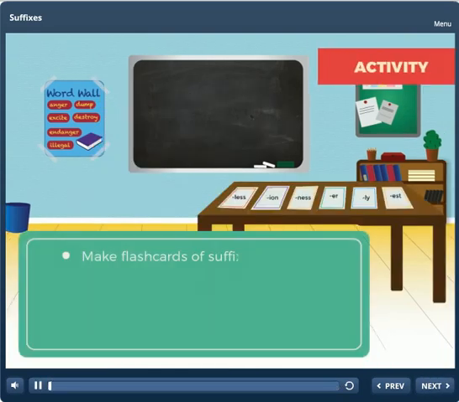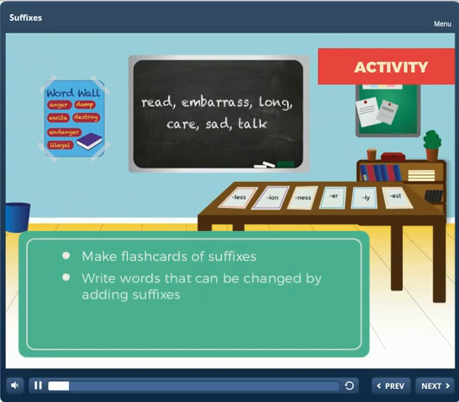Make cutouts of different suffixes on chart paper and hand them over to students. Write multiple words to which suffixes can be added on the board, and then one by one ask students to match their suffix cutouts to the correct word.